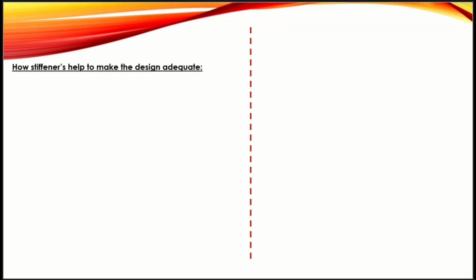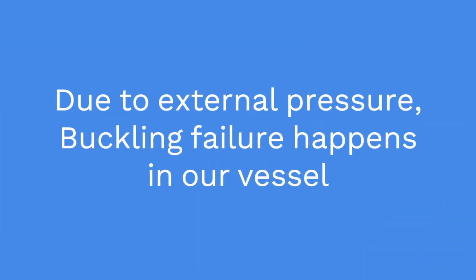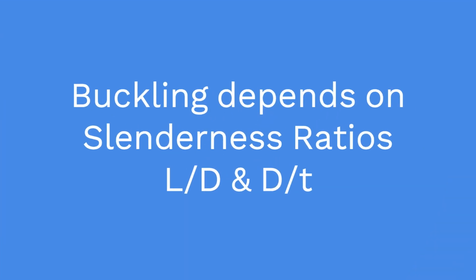How do stiffener rings help to make the design adequate? Till now we have seen the purpose and use of the stiffener ring. Now let's define how stiffeners help to make the design adequate. We know that if PA is less than P, our design is not safe. So what will happen in that condition? Due to external pressure, buckling will happen. So how do we reduce this buckling? I know that buckling depends on the slenderness ratios, that is L by D and D by T ratios.